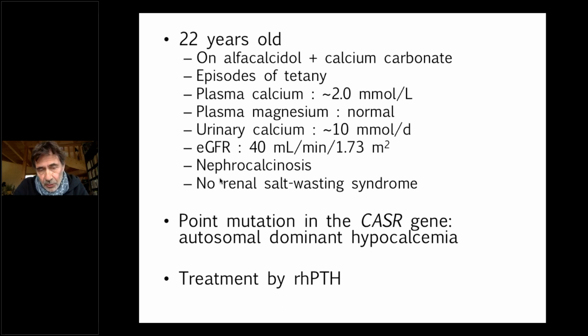At that time, because urinary calcium was very high regarding the hypocalcemia, we investigated whether a genetic cause could be present, and we found a point mutation in the calcium sensing receptor. The conclusion was that he had a specific hypoparathyroidism named autosomal dominant hypocalcemia due to an activating mutation of the calcium sensing receptor. He has been treated with recombinant human PTH and has been fine ever since.